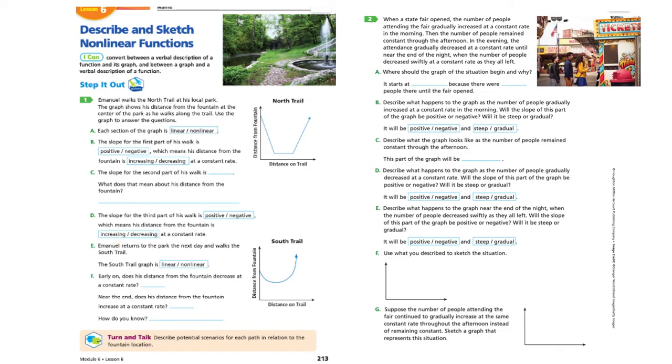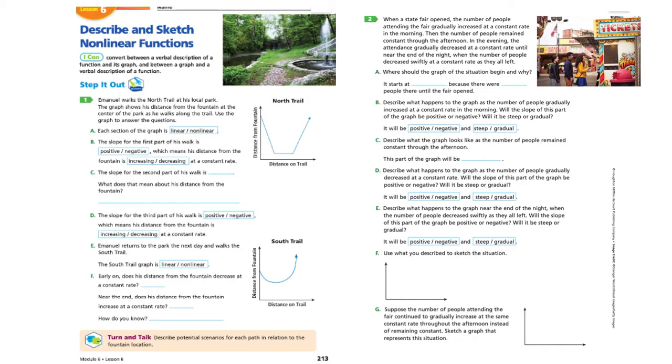E, Emmanuel returns to the park the next day and walks the South Trail. So here they're looking at this graph. The South Trail graph, is that linear or nonlinear? And remember, linear is in a straight line. Nonlinear would not be in a straight line.